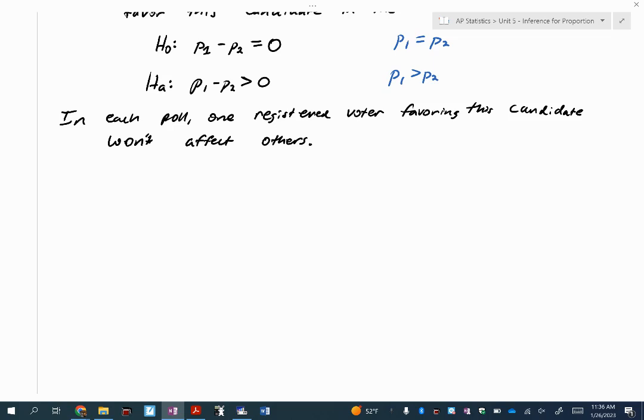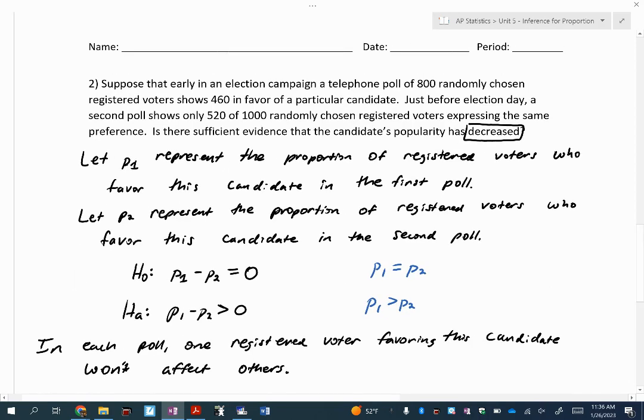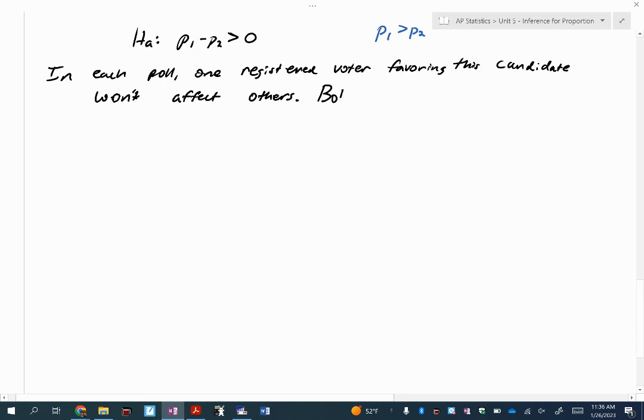All right, so what should we check? Random. Did it say anything about randomness in the problem? Randomly, both of them? Okay, so both polls chose random voters.